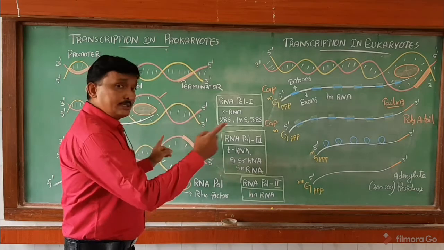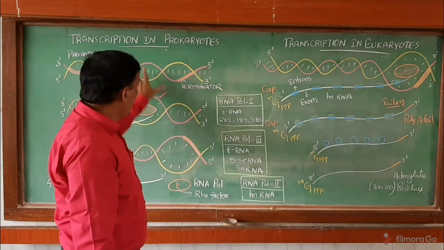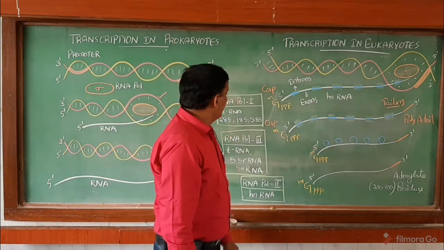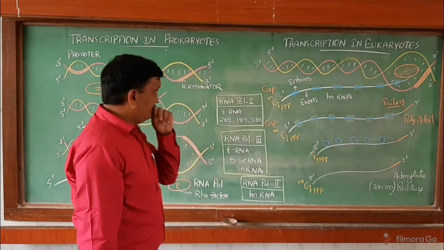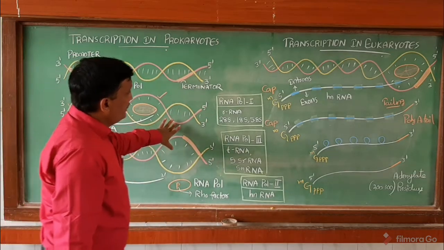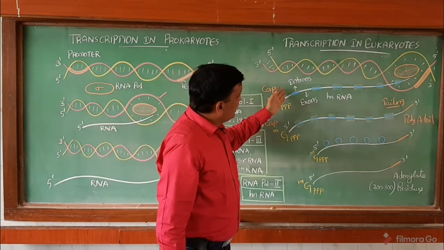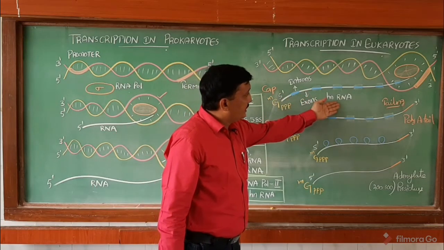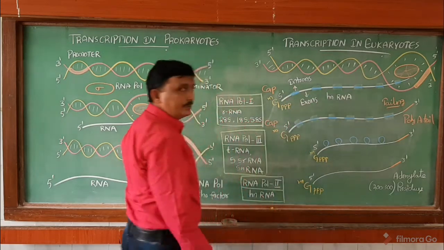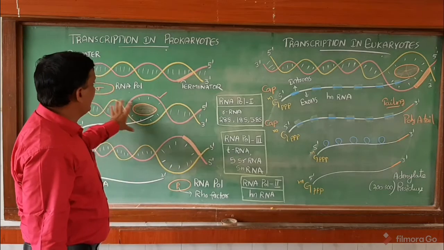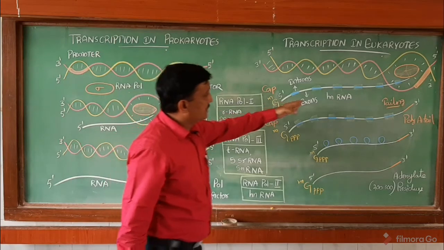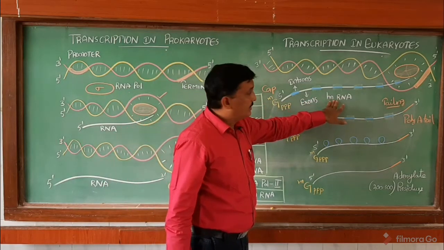So that is the first difference. That means only one RNA polymerase is there in prokaryotes, and three RNA polymerases are there in eukaryotes, right? And next, in eukaryotes there will be heterogeneous RNA, which consists of both introns and exons, right? But in prokaryotes, in this RNA there are no introns and exons. Here introns and exons are there. That's why it is called heterogeneous nuclear RNA.